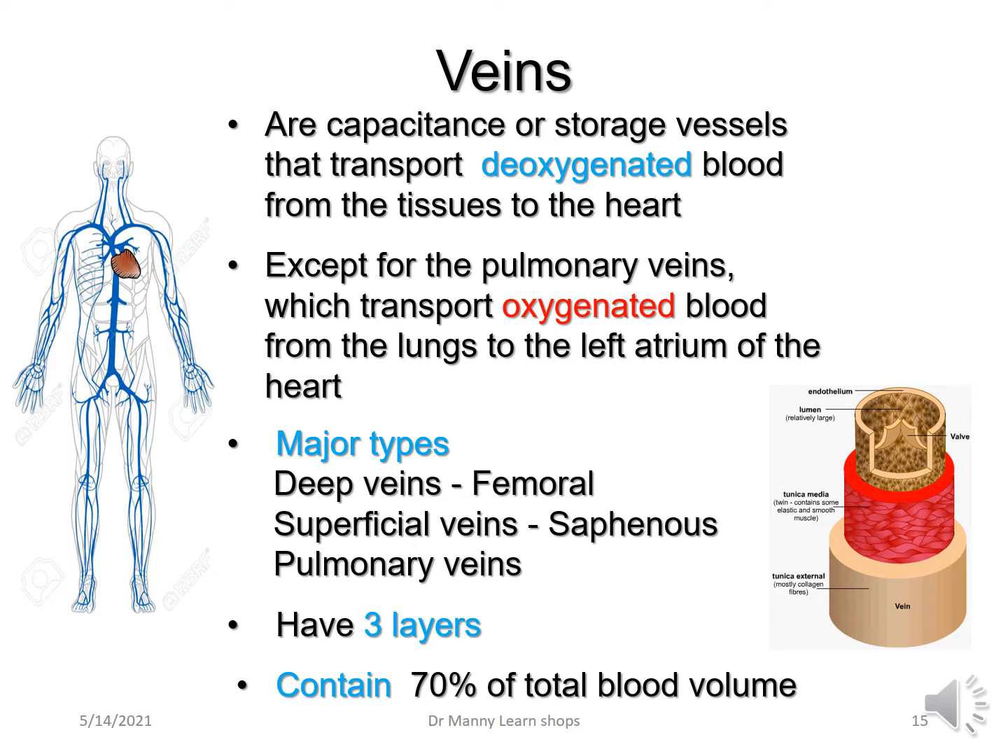They also have three layers. You've got the externa again, outside. You've got the media again in the middle, and you've got the intima, which is inside. They contain 70% of total blood volume.